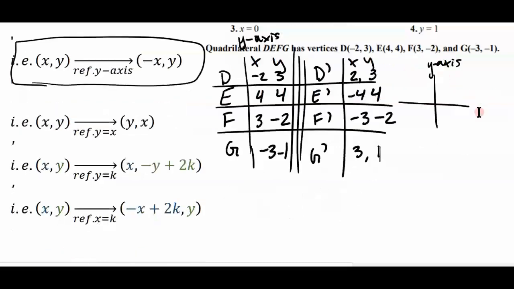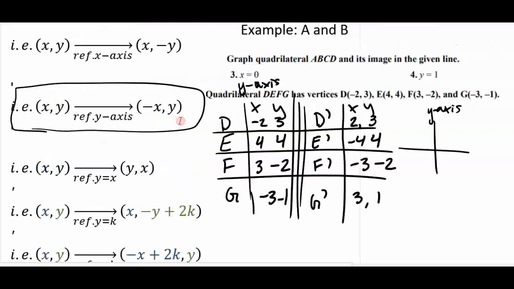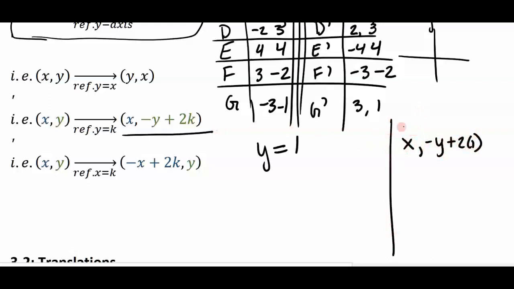We'll go into the details in class if we didn't in the lab previously. But instead of just changing the sign of y or x, we also need to multiply 2 times whatever that line is. So in this case, number 4, y equals 1, that means we're going to use this format. We're going to keep x the same. We're going to change the y sign and add 2 times 1 for our image.